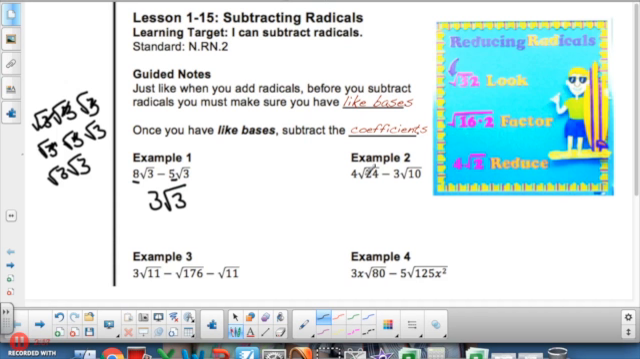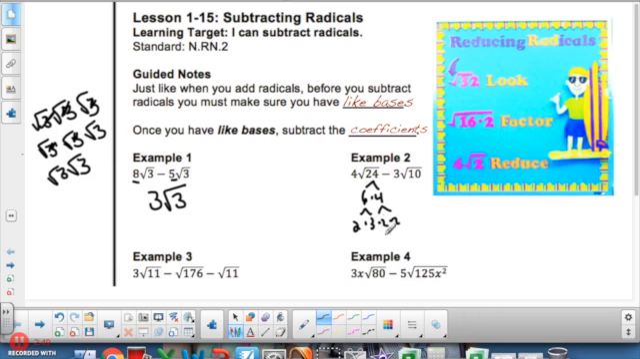Example 2 does not already have like bases, or the radicands are not the same. So I'm going to start by simplifying this to see if I can make them be the same. So square root of 24, my 24, I'm going to do my prime factorization. 24 splits into 6 and 4. It also splits into other things, obviously, you know, 2 and 12, 8 and 3, whatever you like. 6 is going to split into 2 times 3, and 4 splits into 2 times 2.